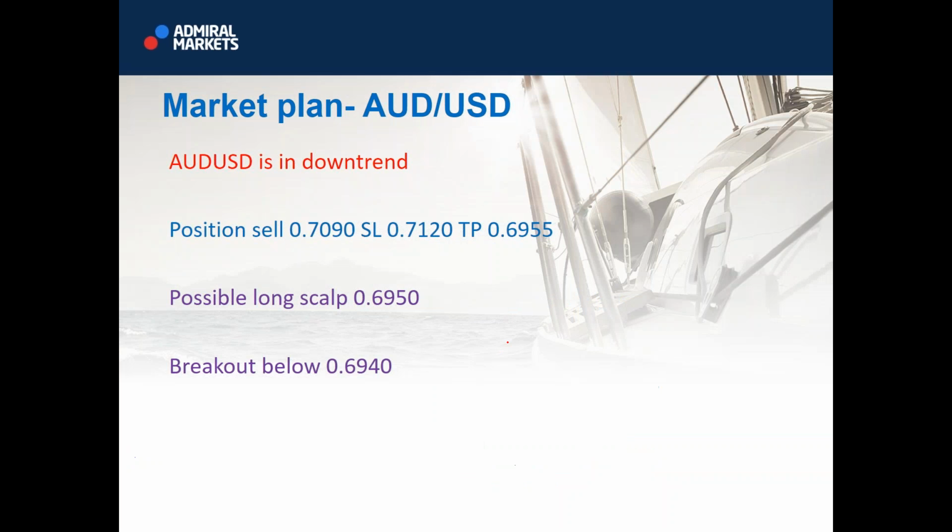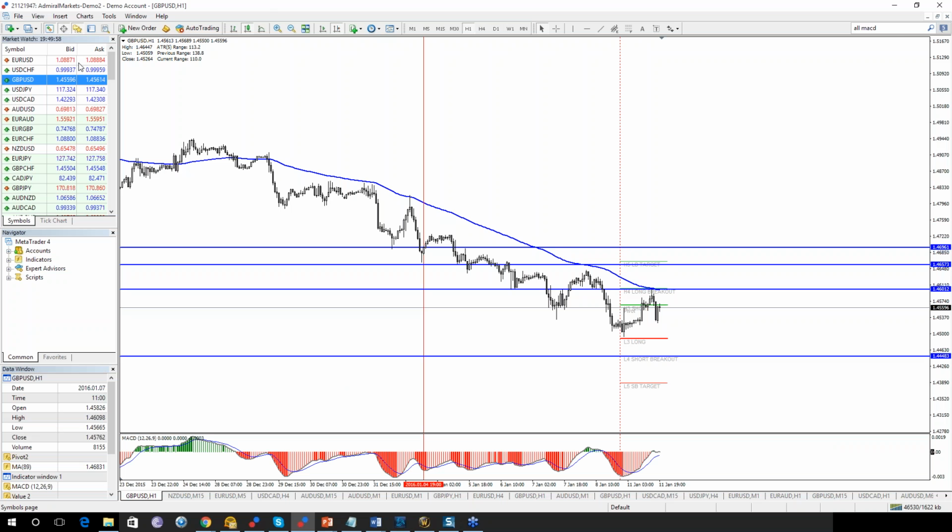Okay, so pound dollar. Australian dollar, 70.90 sell, 71.20 stop loss, 69.55 target. Possible long scalp around 69.50, guys. Possible long scalp and breakout below 69.40. Okay. Australian dollar.